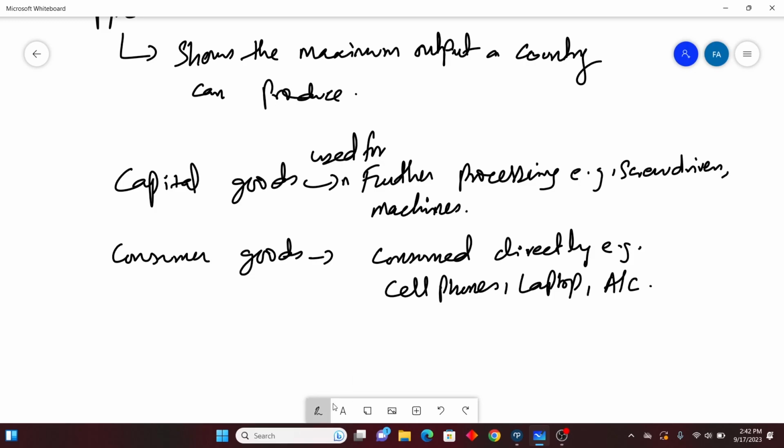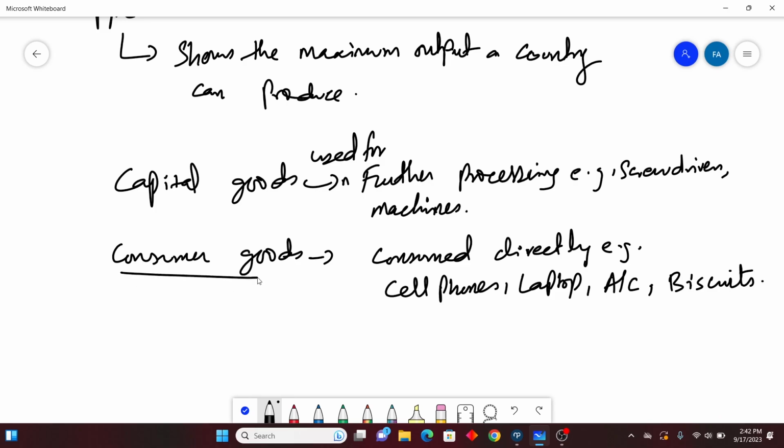Maybe you could also include food in that. I'll not go for the branding purpose in this class, but if I talk about food, it could be different biscuits of different brands. I'll not name anyone. So, consumer goods and capital goods.